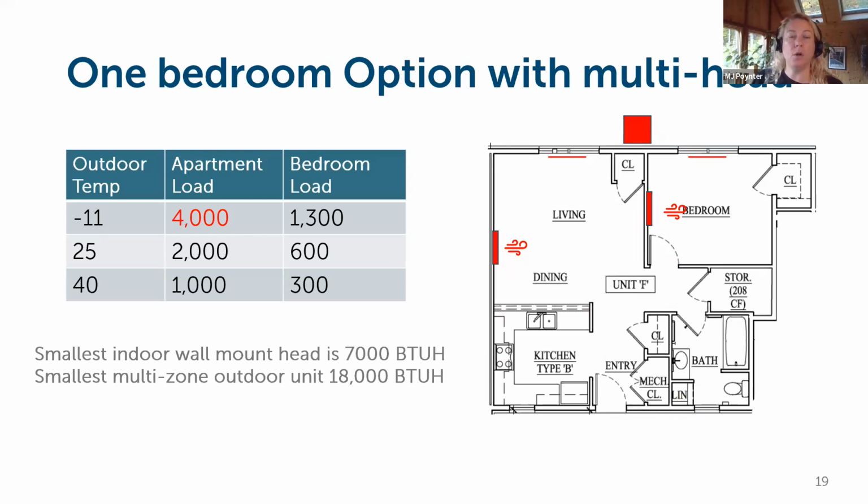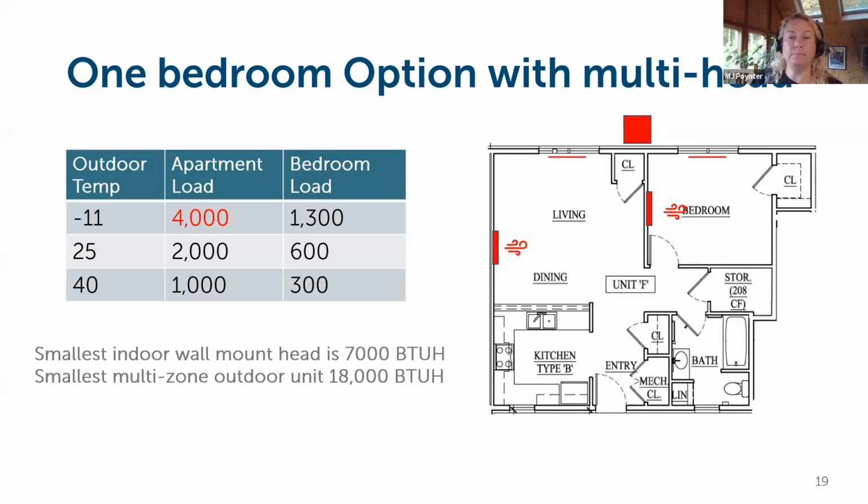The smallest indoor wall mount head is 7,000 BTUH. So right away, one indoor head is already more than you need for the whole apartment. And the smallest outdoor unit for a multi-head system is 18,000. So you're way, way over the amount of BTUs that you need for this apartment. And when it's 40 degrees out, you only need 1,000 BTUs, and your outdoor unit is able to give you 18, if not more. In general, we don't recommend this.